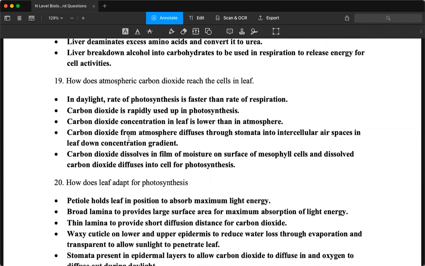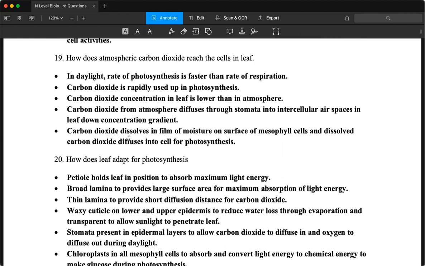And then carbon dioxide from the atmosphere will diffuse through the stomata into the intercellular airspace in the leaf down concentration gradient. Carbon dioxide will then dissolve in the film of moisture on the surface of the mesophyll cells, and dissolved carbon dioxide will diffuse into the cell for photosynthesis.